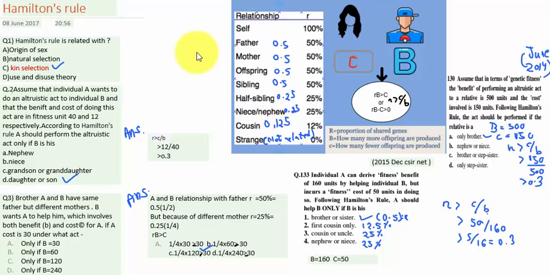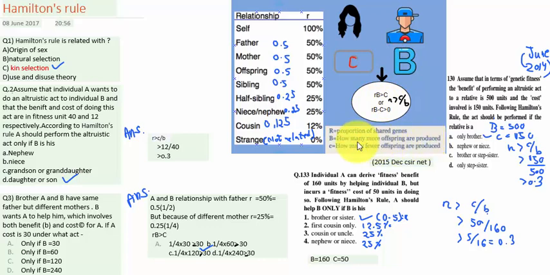Hamilton's rule asserts that a trait is favored by natural selection if the benefit to others, that is B, multiplied by relatedness, that is R, exceeds the cost to self, that is C. So if RB is greater than C, then the trait will be favored by natural selection. What is R? R is the proportion of shared genes between me and my sibling.